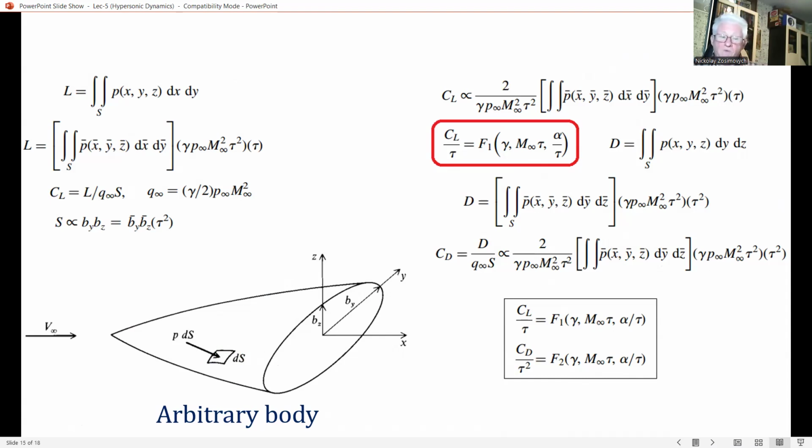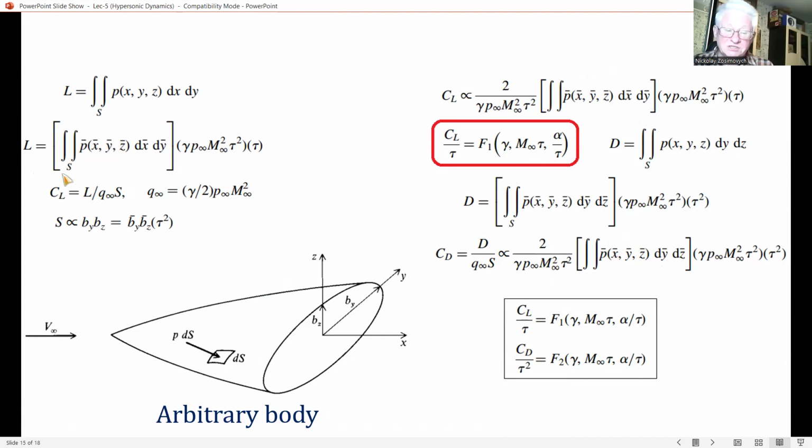The component of this force in the z direction, the vertical, will be p dx dy, where dx dy is the projection of dS into the xy plane, the horizontal. Hence the lift will be expressed as the integral of p over x, y, z times dx dy. In terms of the transformed variables, our first equation becomes a more complex form.